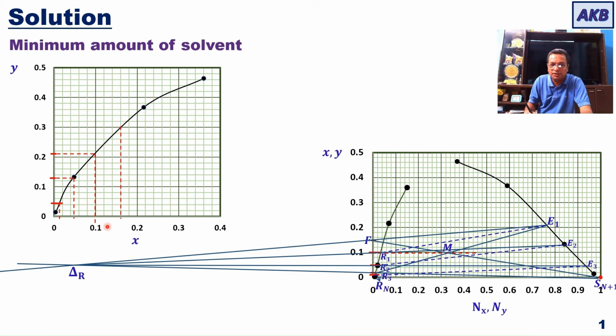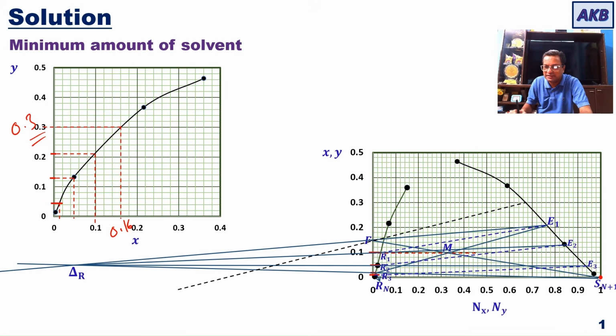you have 0.12, 0.14 and 0.16. X 0.16 and Y 0.3. So these are equilibrium concentrations. So by trial and error, I get a tie line which has the same points. X is 0.16 and Y is 0.3. So I will draw a tie line with these end points. So this is the tie line.